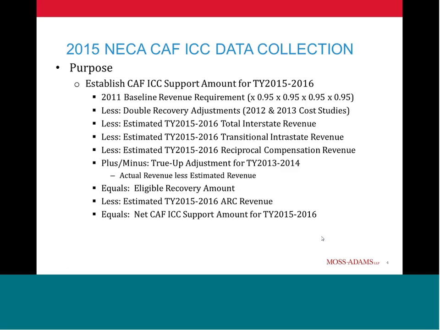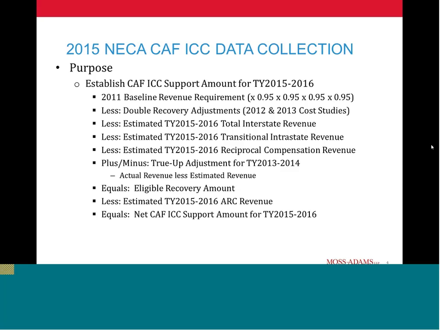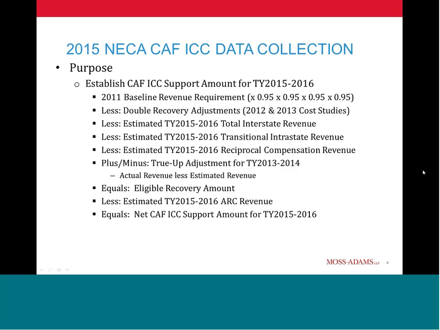The next thing that's deducted from your revenue requirement number is your estimated revenues for tariff year 2015-2016. That's your total interstate switched access revenue and your transitional intrastate switched access revenue. The reason it's called transitional and not just terminating is because intrastate switched access revenue under the CAFICC process includes not only your terminating per minute switched access dollars, but also your flat-rated direct trunk transport dollars for those companies that have an access tandem, or if you happen to have a direct trunk to your end office and you're billing direct trunk transport. And finally, the third item is your reciprocal compensation revenue for 2015-2016, if you have any of that.